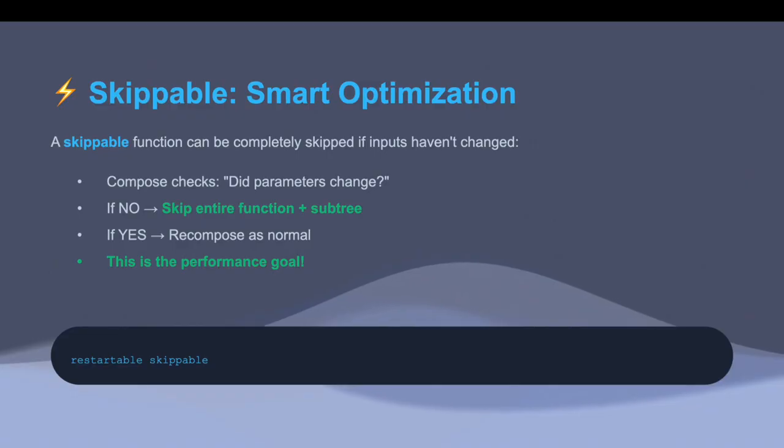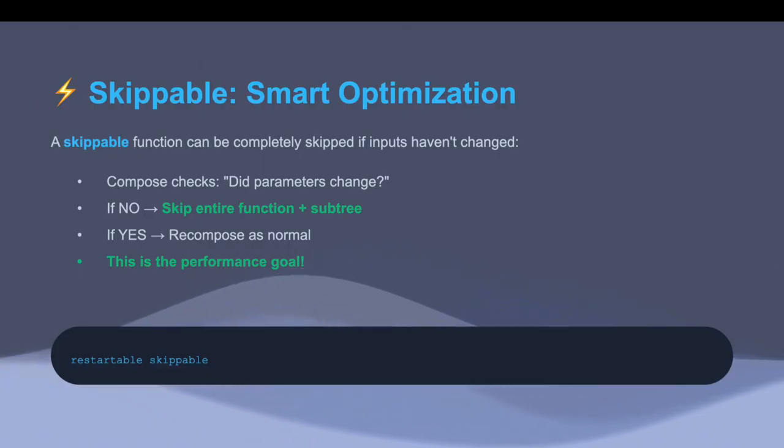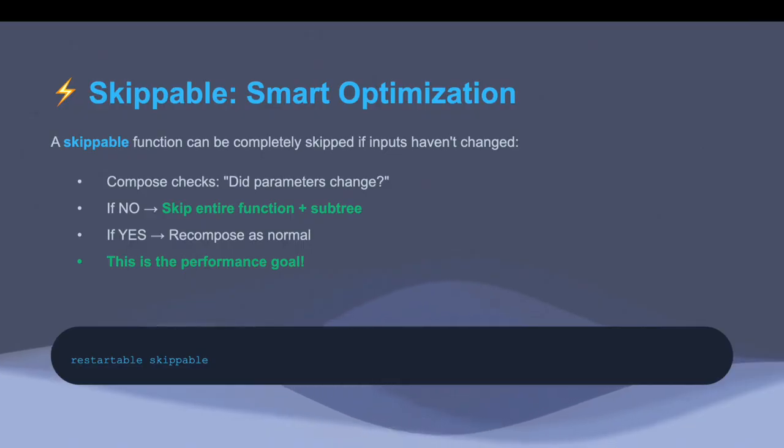Here we can see how to do compose checks. First of all, if something is restartable, something is skippable, it means it should recreate only if a parameter got changed. It should not recreate itself every time the previous or the parent recomposes itself. If nothing got changed in the parameter, as I have shown you in the matrix report, some parameter was stable, some parameter was unstable.